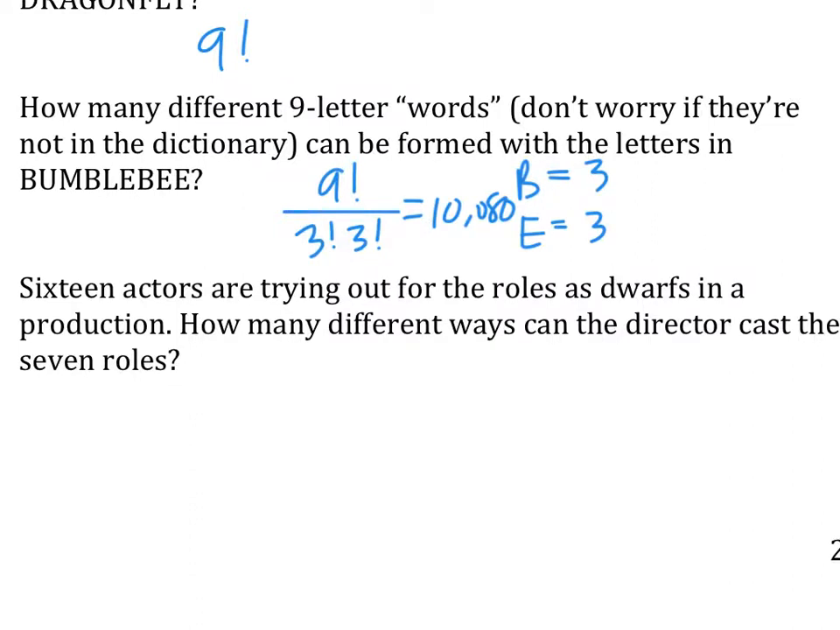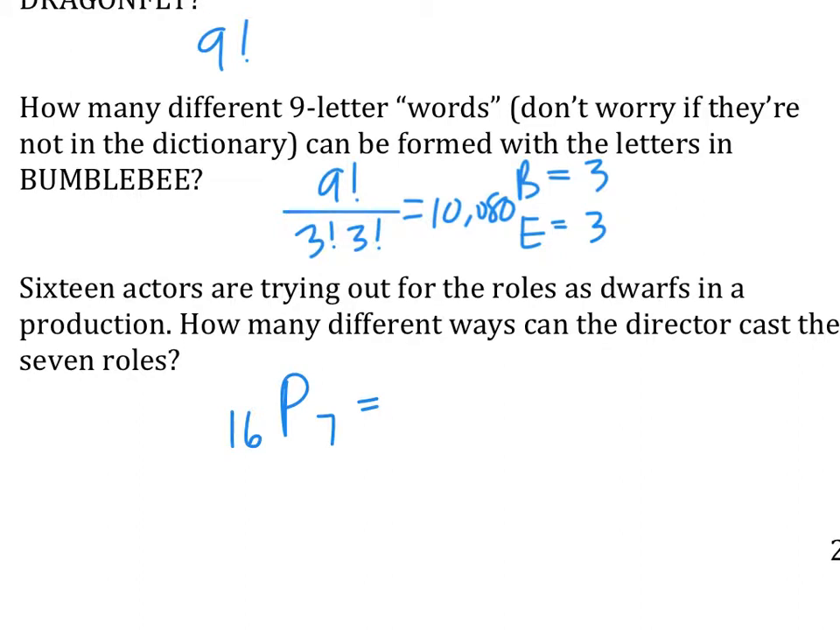All right, last one. 16 actors are trying out for the roles of dwarves in the production. How many different ways can the director cast 7 roles? Talk to your partner. All right, 1, 2, or 3 votes. 3. Yes. 16 people. We are choosing 7 of them. And since one dwarf is not the same as the other dwarf, the position matters, so we're using P. So 16P7.